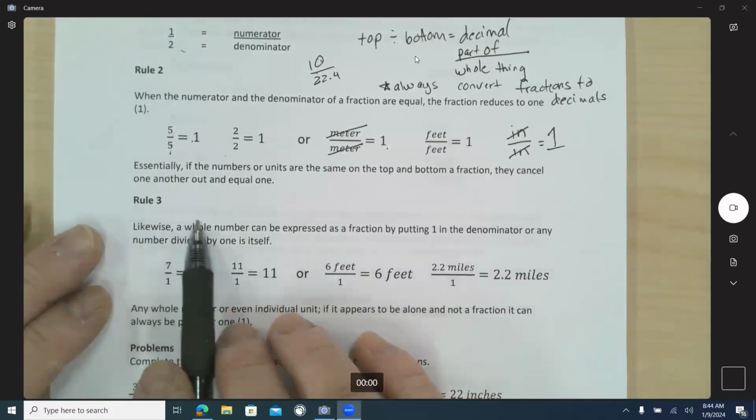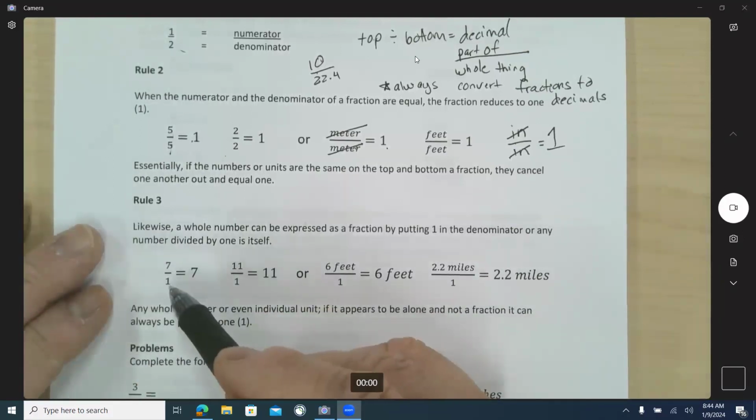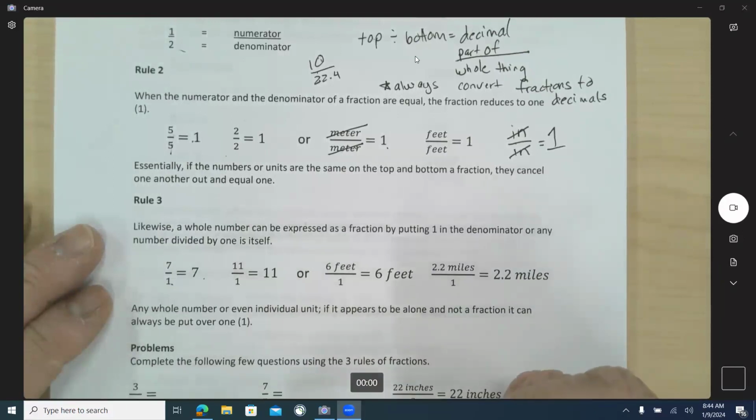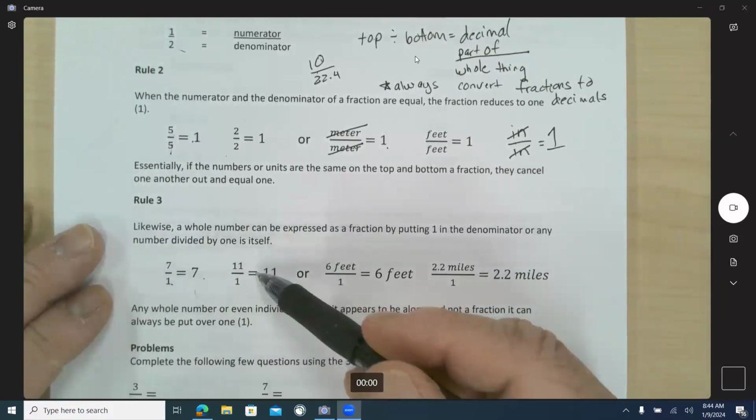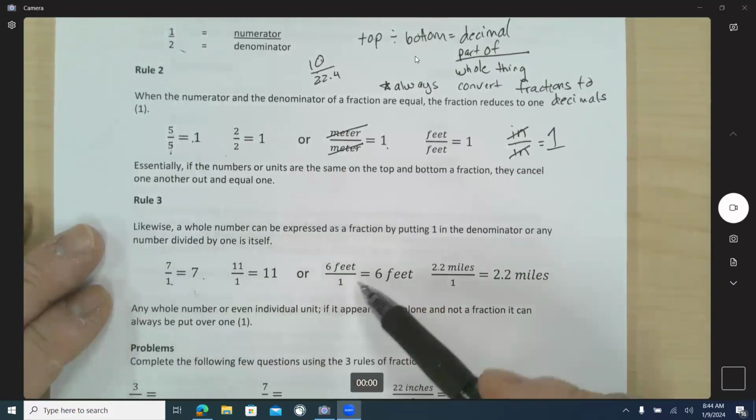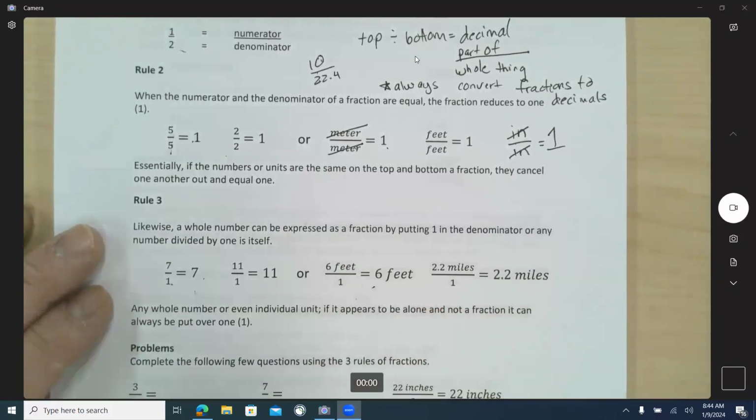So anyway, rule 3. Rule 3 of fractions is anything divided by 1 is itself. Right? So 7 divided by 1 is 7. 11 divided by 1 is 11. 6 feet divided by 1 is 6 feet.